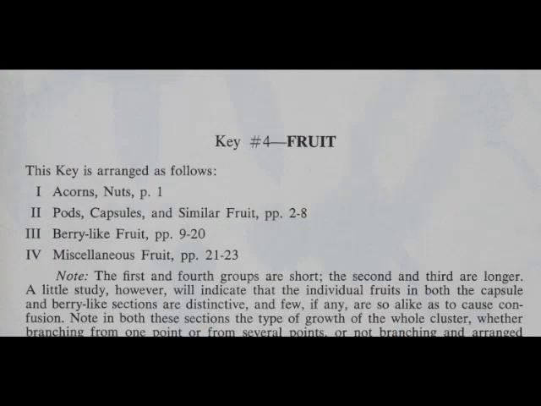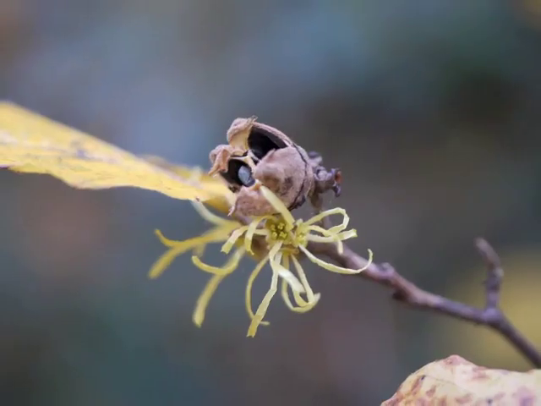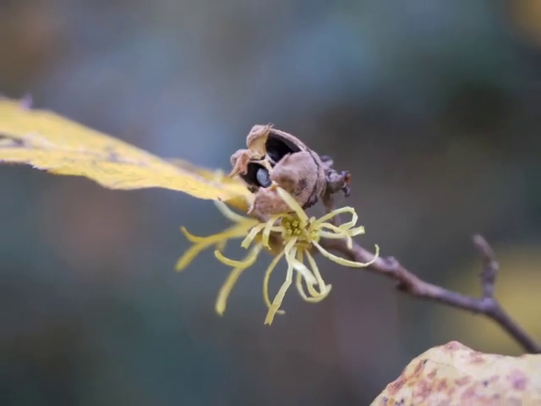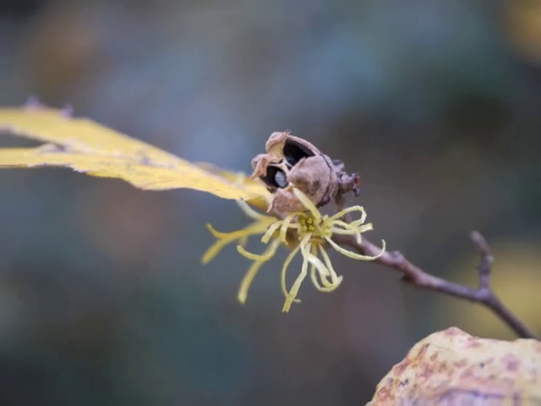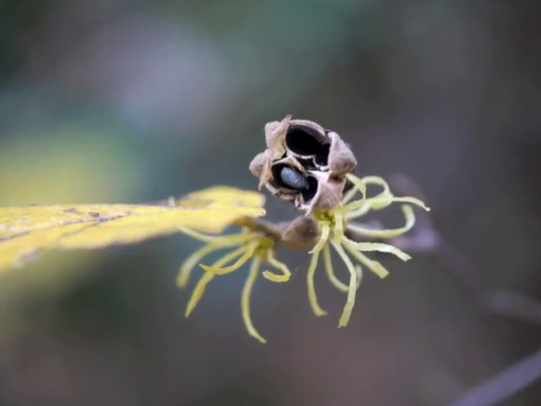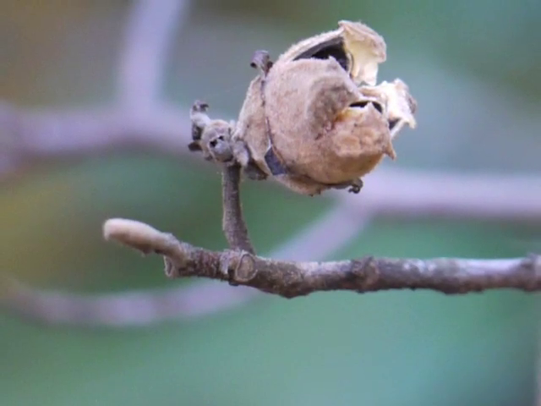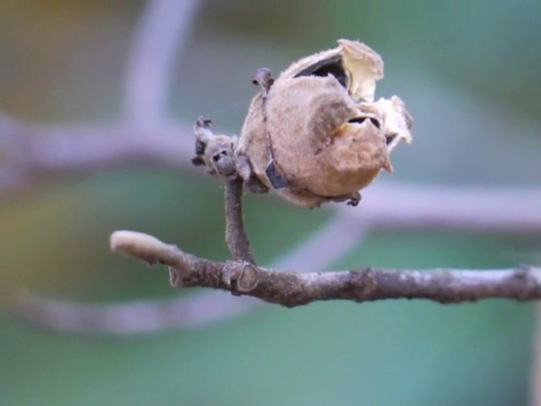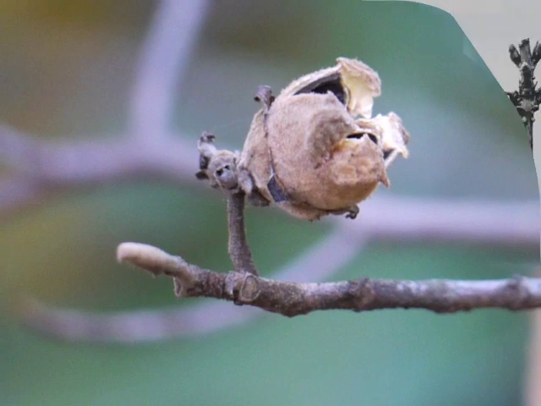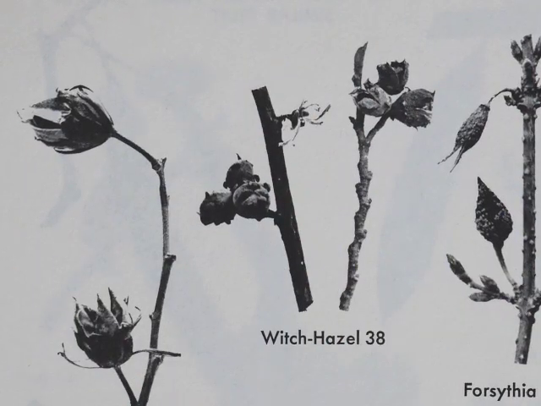This key has 4 sections: acorns, nuts, pods, capsules, and similar fruit. That's what we've got. Berry-like fruit, miscellaneous fruit. Pages 2 through 8 have photos of the pods, capsules, and similar fruit. And here's the witch hazel photo.